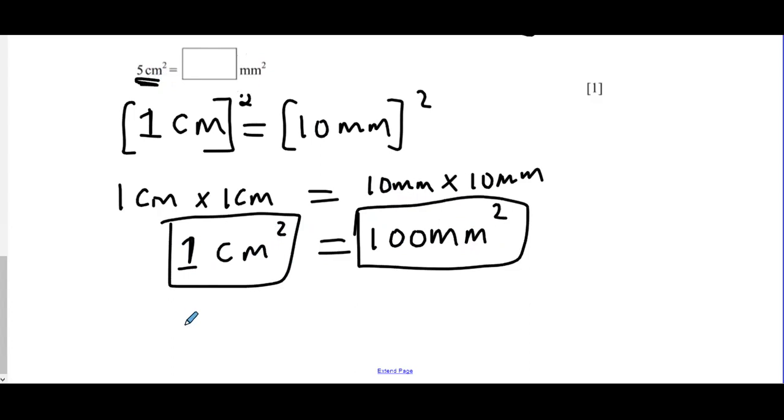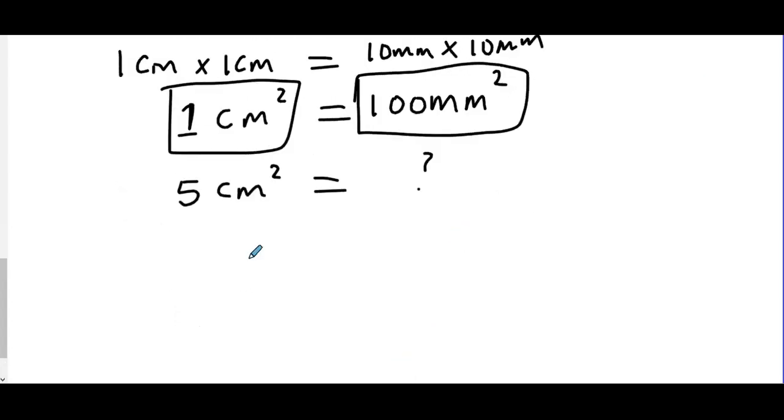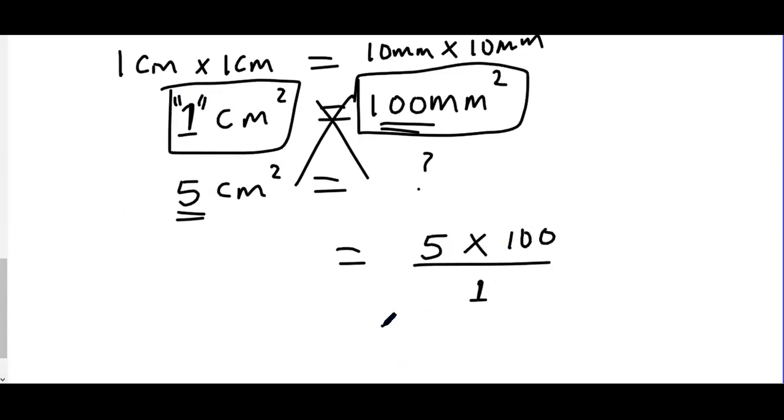How about 5 centimeter square? 5 centimeter square will be equal to how many millimeter square? When you do this setup, you need to cross multiply. So it will be 5 multiplied by 100, and the answer you get, you divide by 1. This will be 500. When you divide by 1, the answer will be 500, like so.